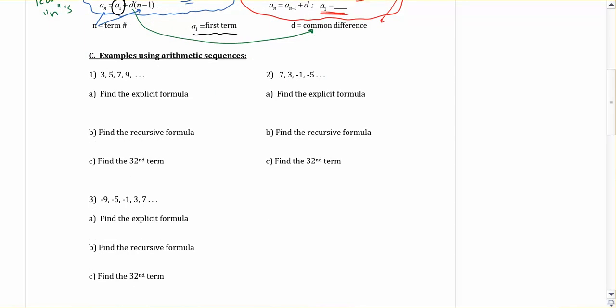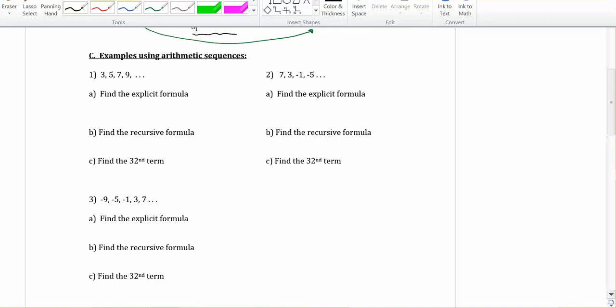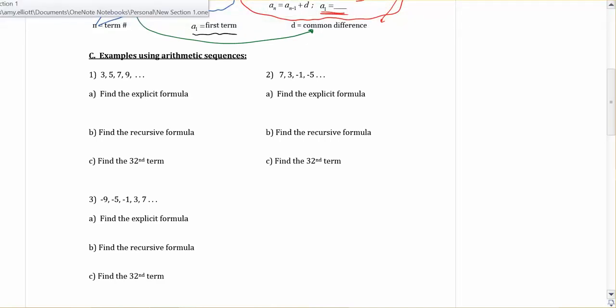So part C says examples using arithmetic sequences. Number 1 is 3, 5, 7, 9. So the first thing we want to do is figure out, first of all, if it is an arithmetic sequence. And if it is, we're going to find out what the common difference is. So if I go 3 to 5, I add 2, I add 2, I add 2. This is indeed an arithmetic sequence, and my common difference is 2.